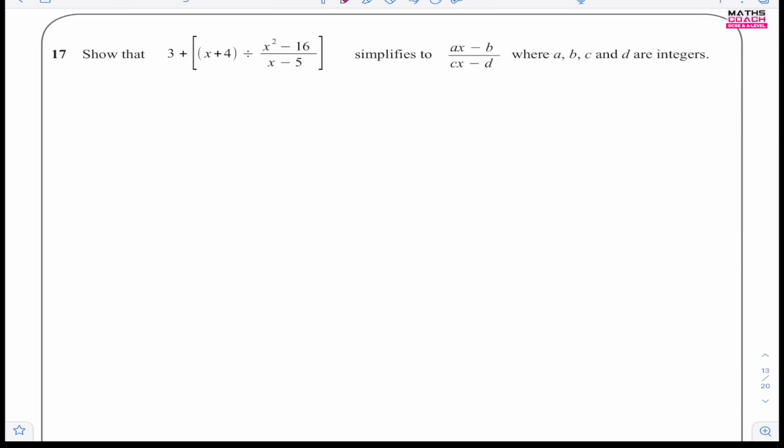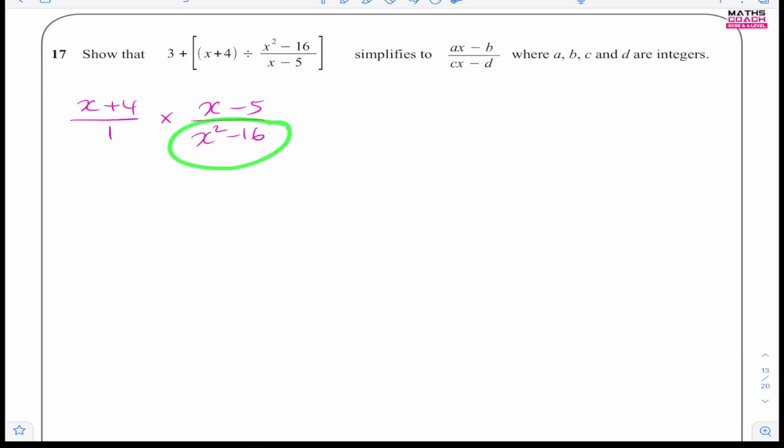Question 17, it says show that 3 plus this big bracket simplifies to ax minus b over cx minus d, where a, b, c and d are integers. Okay, so where do we start? Let's start by simplifying and dealing with what's inside that big square bracket, and then we can deal with this 3 outside. First of all, write x plus 4 over 1, make that into a fraction as well. And what do we do when we have a division? We take the second fraction and we flip it, and the division sign changes to a multiply. So we can write times by x minus 5 over x squared minus 16.